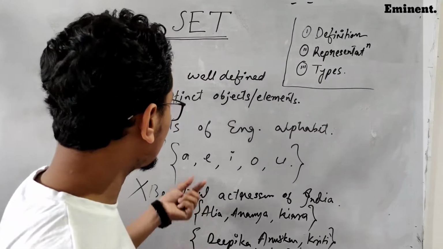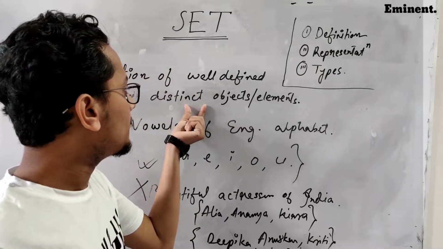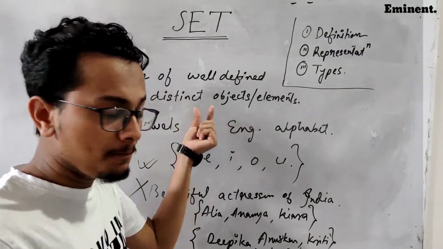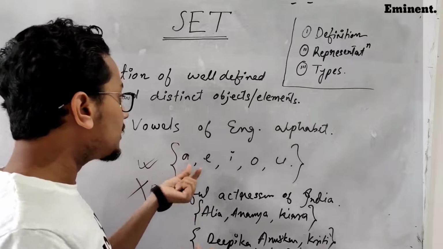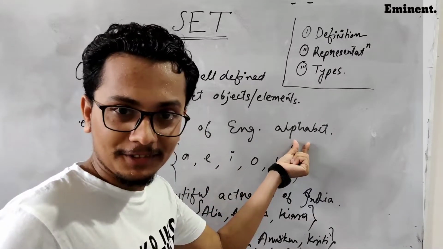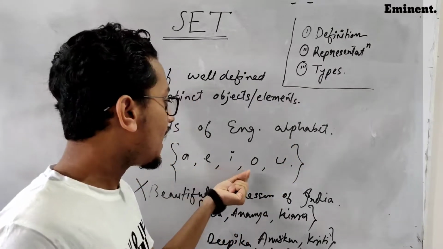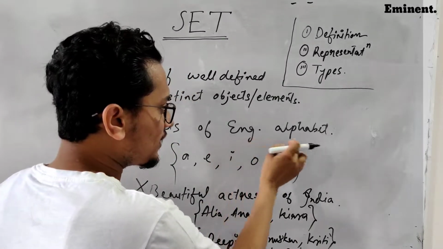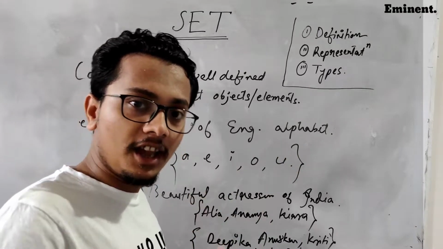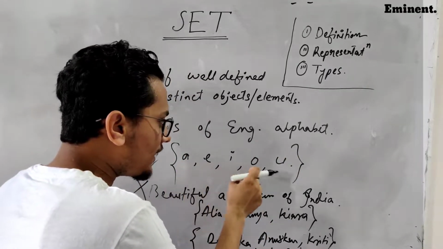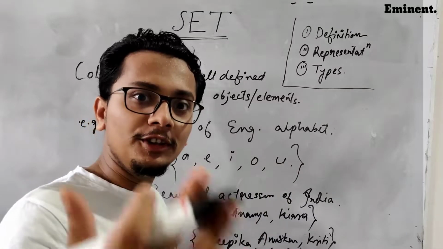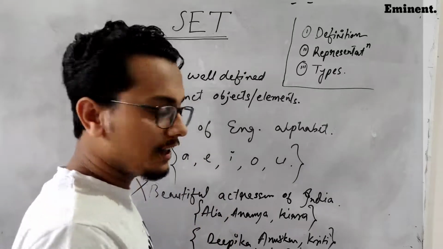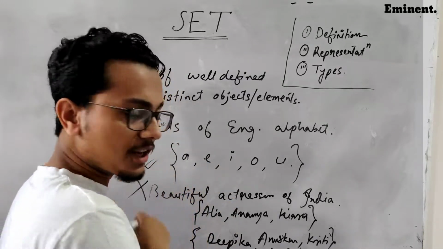Now I hope you understood what exactly I mean here by well defined and distinct. Let me repeat once again that here the vowels of English alphabet, right? You have taken A, E, I, O, U. Anyone in this world, if they want to take vowels of English alphabets as objects, then they have to take A, E, I, O, U, right? If your Prime Minister Modi ji wants to take, then also he will take these examples, these objects.